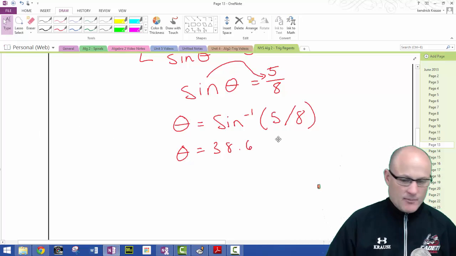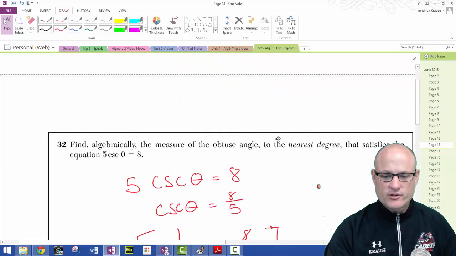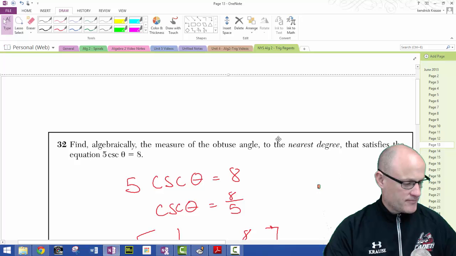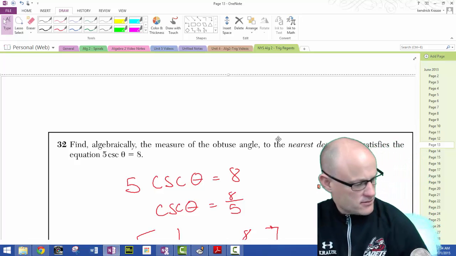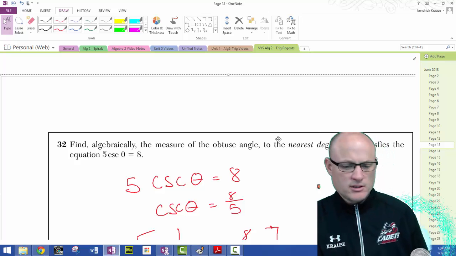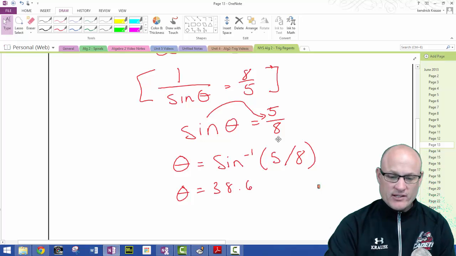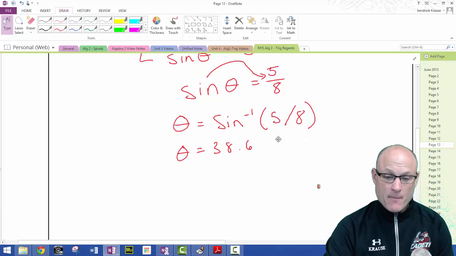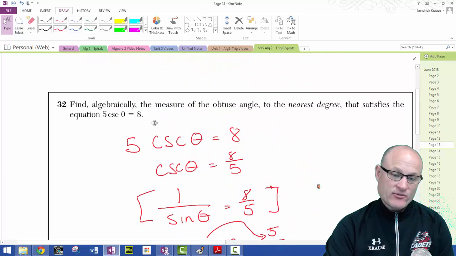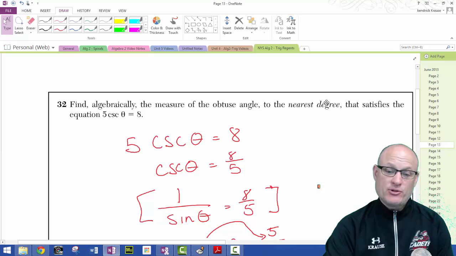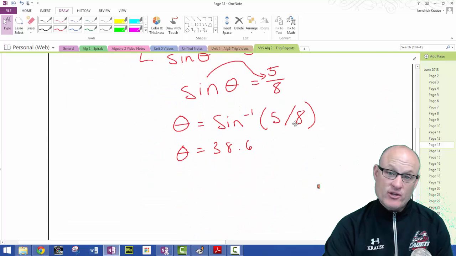Anyway, this said you have to round to the nearest degree, so 38.68 would be 39 degrees. But you got to come back in and it says solve algebraically the measure of the obtuse angle that will work. Remember, this is the angle in the first quadrant. Sine can also equal 5/8 in the second quadrant. So you have to take 180 and subtract off 39, and you get 141 degrees.